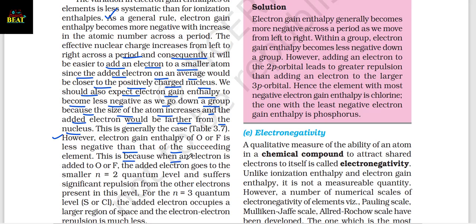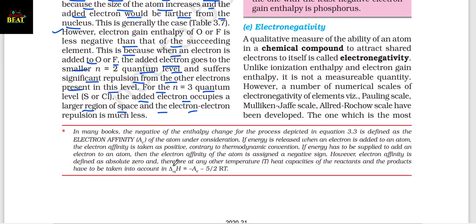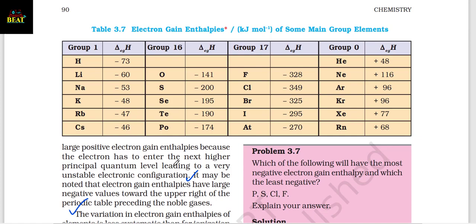This is because when an electron is added to oxygen or fluorine, the added electron goes to the smaller n equals 2 quantum level and suffers significant repulsion from the other electrons present in this level. For the n equals 3 quantum level, sulfur or chlorine, the added electron occupies a larger region of space and the electron-electron repulsion is much less. This is Table 3.7, electron gain enthalpies of some main group elements.